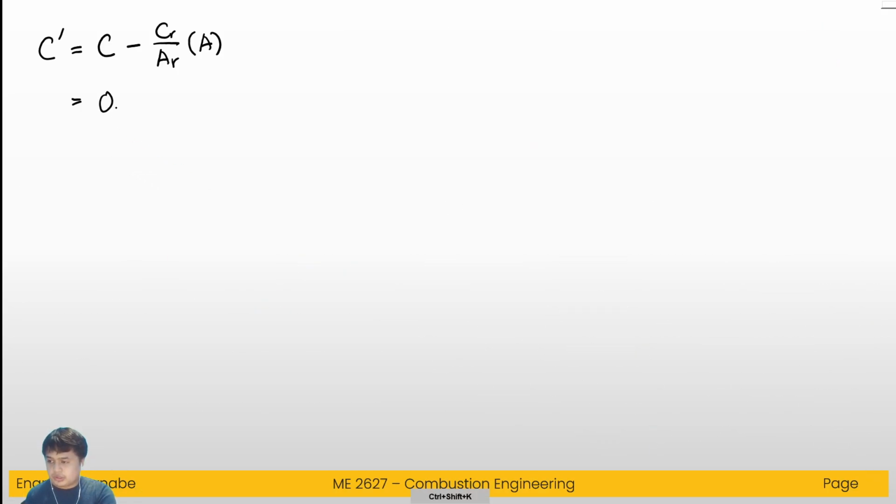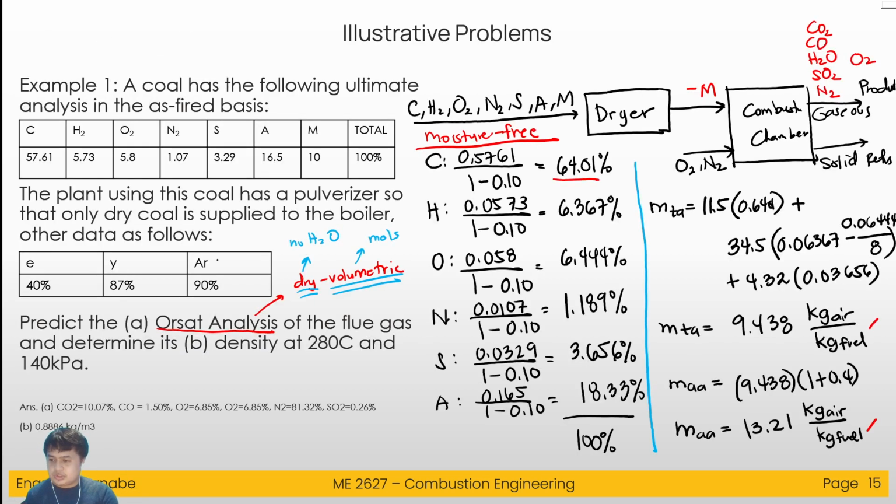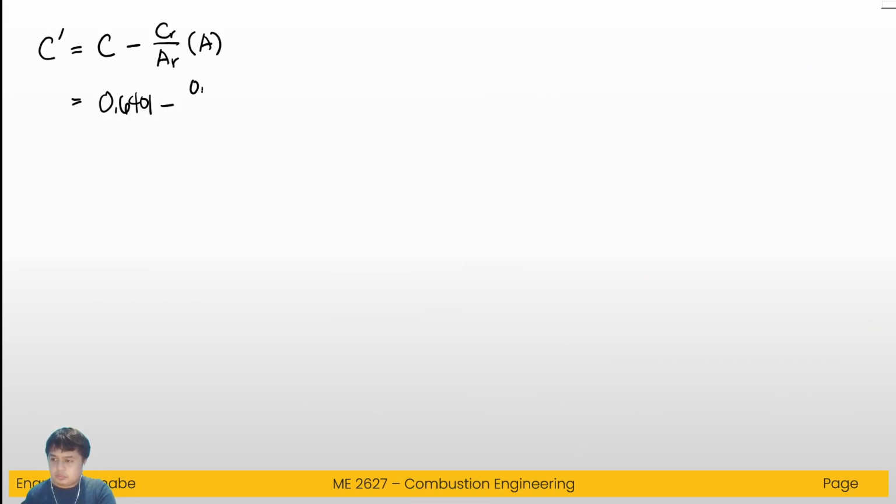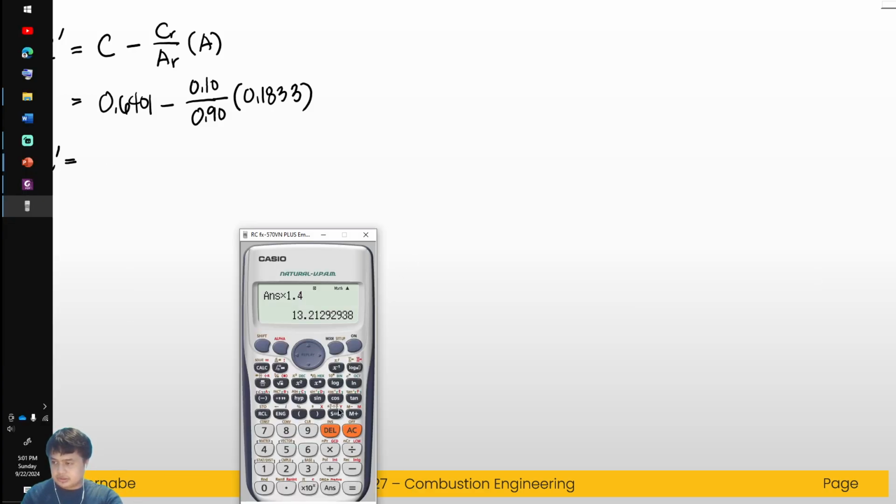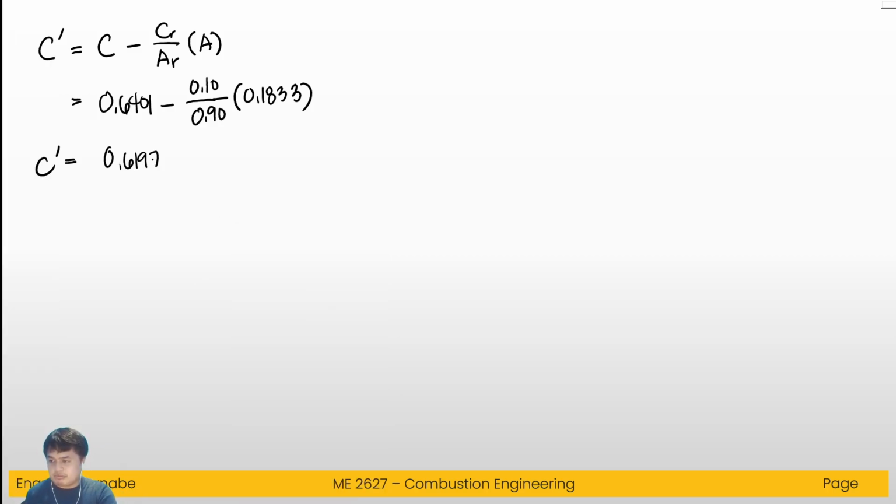So you have 0.6401 minus the ash. CR here is what? If AR is equal to 90%, you can see that CR is 10%. So this should be 0.1 over 0.90, and then the ash content in the ultimate analysis is 0.1833. So the actual carbon burned is 0.6401 minus 0.1 over 0.9 times 0.1833, which is 0.6197. The units here are kilogram of carbon burned over kilogram of fuel.